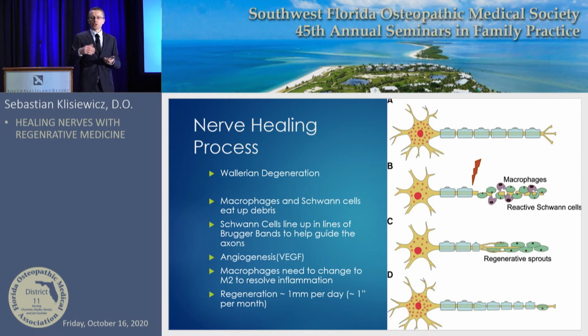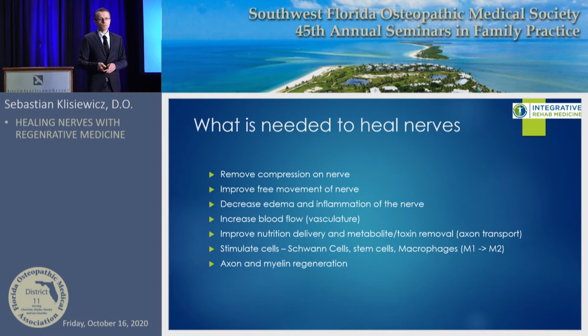And typically, regeneration of the nerve is about 1 millimeter per day or maybe 1 inch per month. That's when it's unaided and it's still relatively healthy. Sometimes sicker nerves heal slower, and sometimes nerves that we help with regenerative medicine can heal faster than that. So what is needed for a nerve to actually heal?